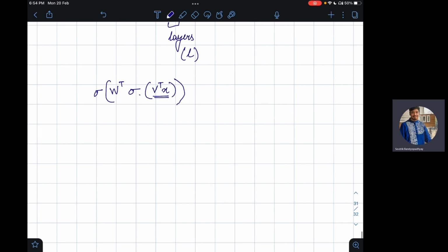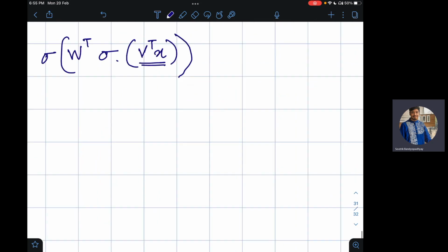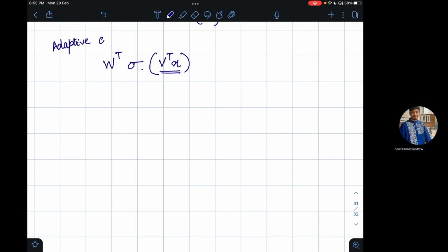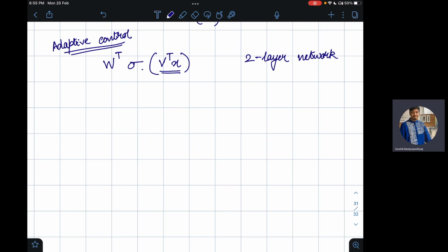Now, oftentimes from the control or adaptive control perspective, the output layer doesn't have a neural activation function. So, in general, in adaptive control you use this so-called two-layer neural network with W transpose and V transpose being the parameters.